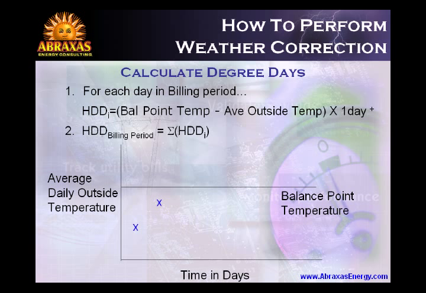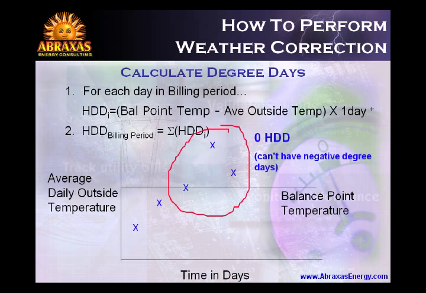The process is the same for calculating heating degree days, except for one difference. Instead of calculating average outside temperature minus balance point temperature, heating degree days is balance point temperature minus average outside temperature times 1 day. We sum heating degree days for each day to get the total number of heating degree days in our billing period. Like cooling degree days, we cannot have negative heating degree days.